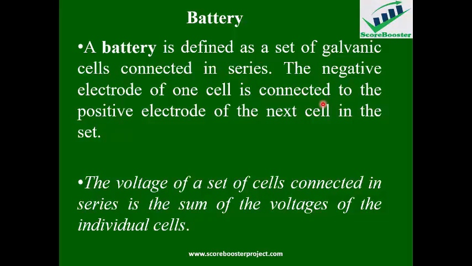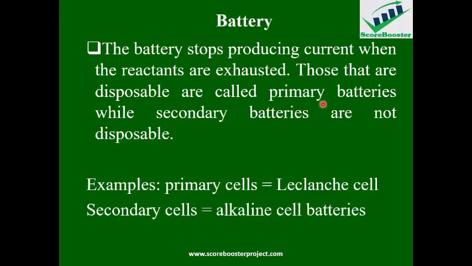Physics teachers will be able to clarify that for you. When you have them together, either in series or in parallel, depending on how they will explain to you in physics, that's what is called a battery. A cell is just a single one. When you have two or more, that is what is called a battery. The voltage of a set of cells connected in series is the sum of the voltages of the individual cells. And like I said, physics will take care of that.